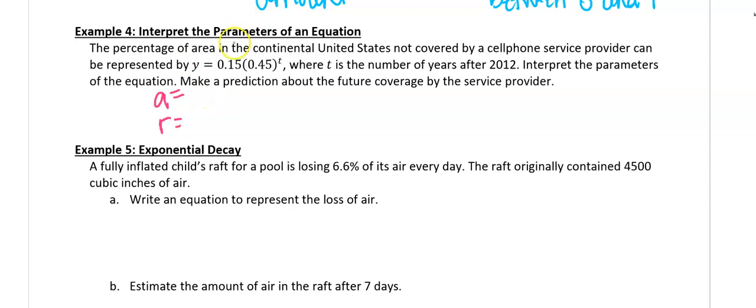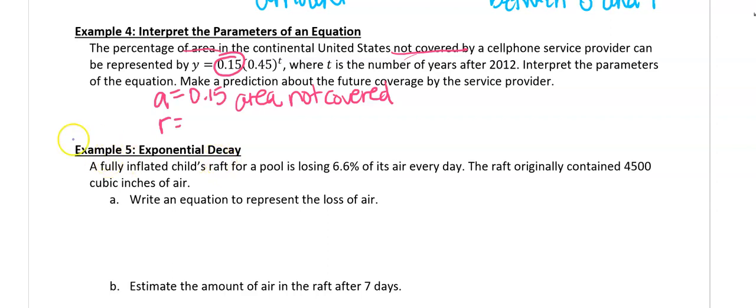What is A? A is that initial value right there, the 0.15. And what exactly is it talking about? It is the area with no coverage, okay? It is the area not covered by cell phone coverage, like my dad's living room on Lake Conroe.